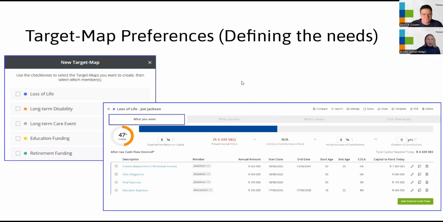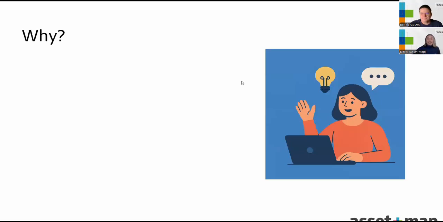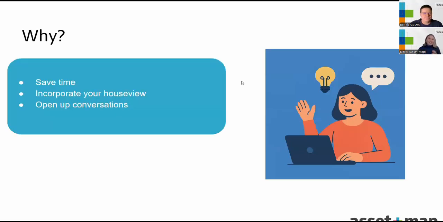So let's talk a little bit about the why. First thing, by doing that is it saves time. If you've set up your target map preferences, you have those line items under the what you want section that you want to talk to clients about. That is going to save a lot of time in creating target maps. You're not going to have to make edits each time because you've put the wording in there already.